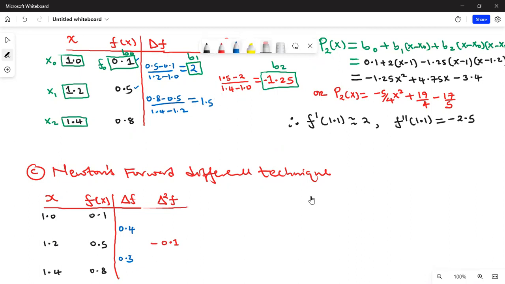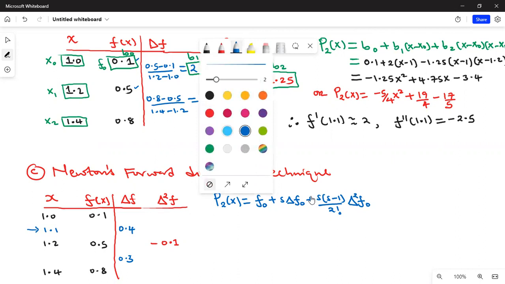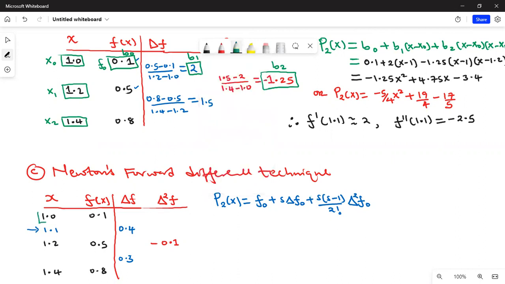Now, what is the polynomial? Our polynomial in this case is also of degree 2. P2 of x is equal to f naught plus s times delta f naught plus s times s minus 1 over 2 factorial delta squared f naught. So look at our value of x that we need to approximate. It is at 1.1, which is somewhere here. So we are going to pick our x naught to be a value that is above 1.1 in the table. So of course, as usual, it is 1.0. Let this be x naught. And so this will be our f of x naught, which is f naught.